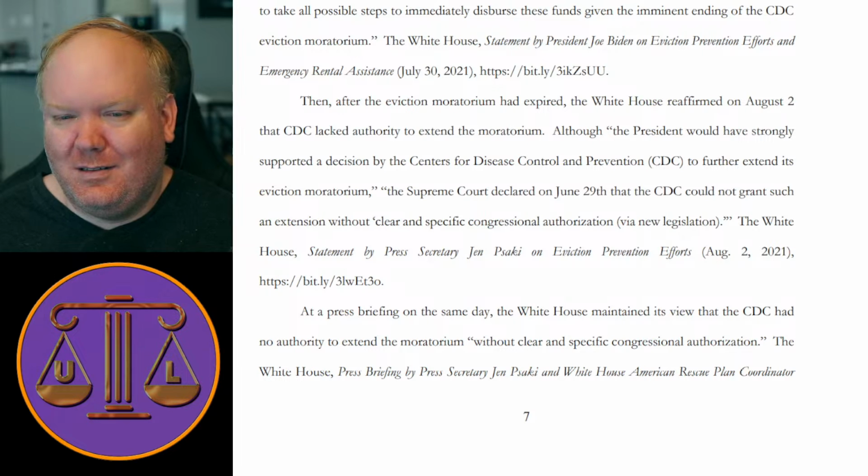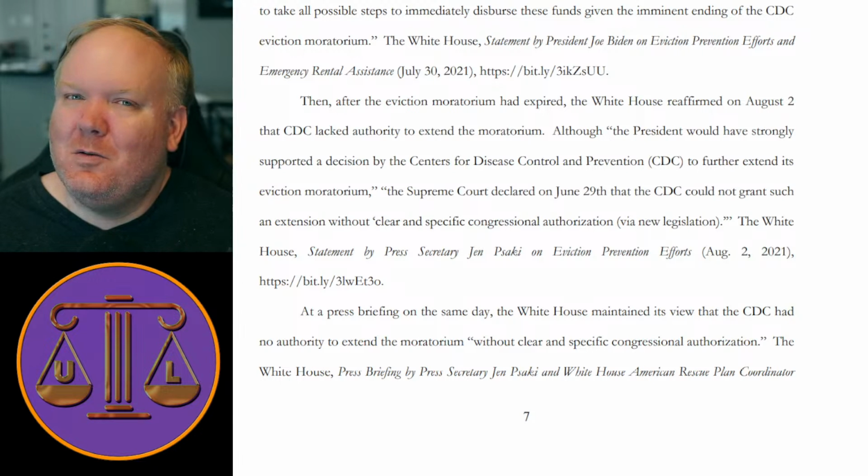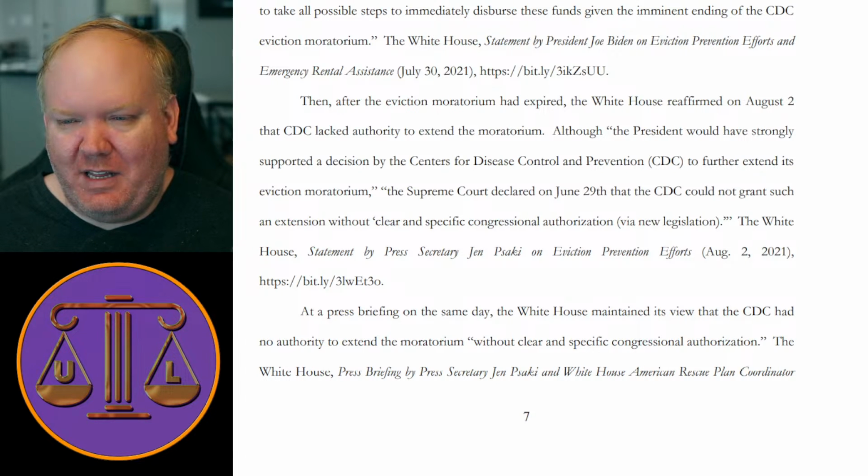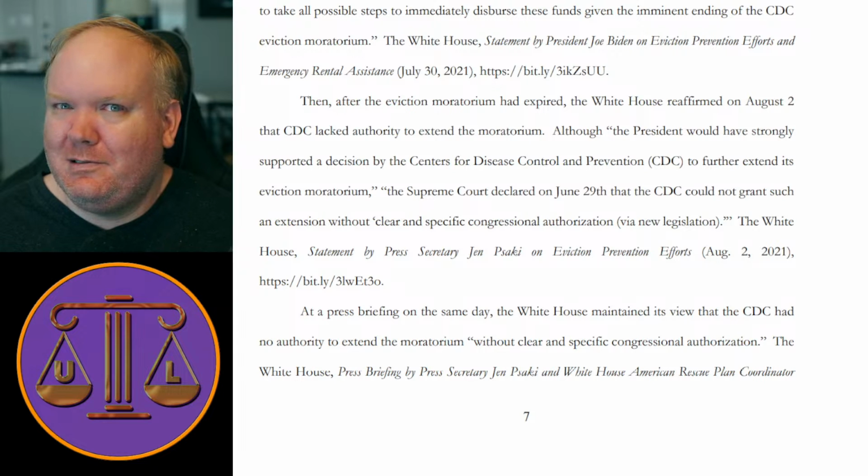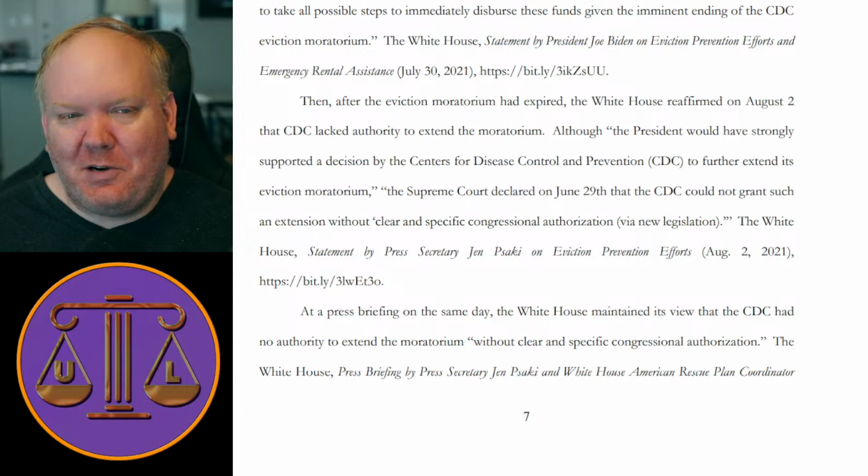Why? The Supreme Court declared the CDC could not grant this absent new legislation. So why would the White House or the president have supported a decision? Why would the president strongly support a decision by the CDC to extend when the White House also says the Supreme Court said they can't do that? So why would they approve of the CDC doing something that they acknowledge the Supreme Court said is illegal? Why does the president want the CDC to break the law?